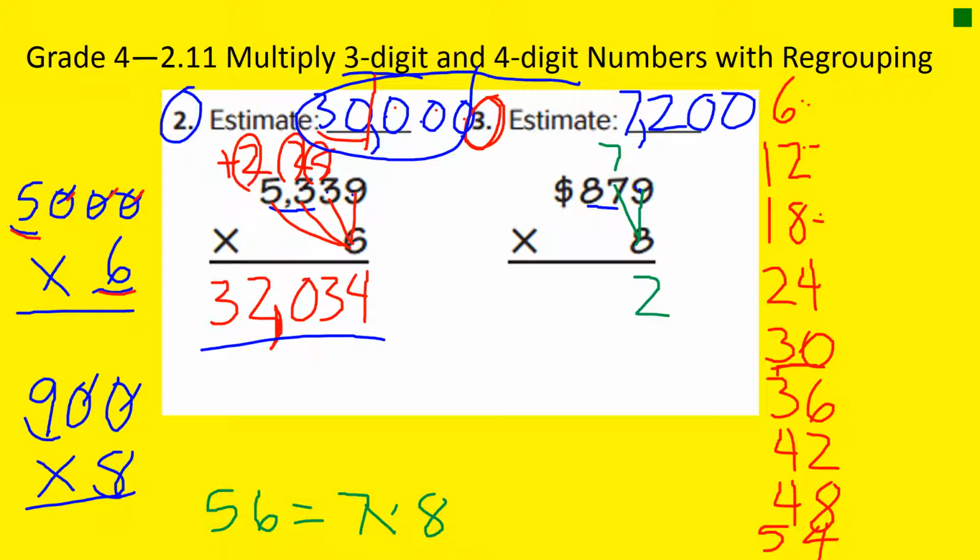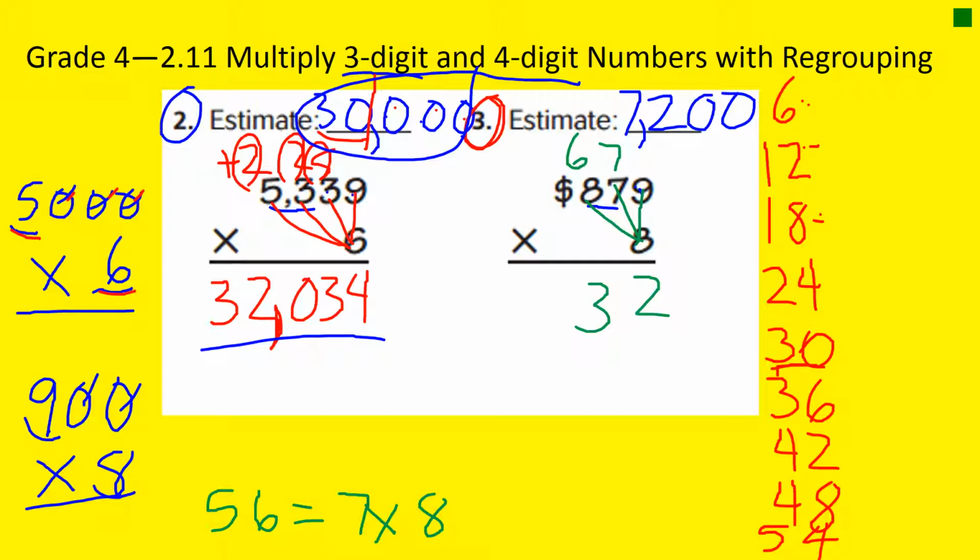Bing, bing, bong, bong. 56. 56 plus 7. 56, 57, 58, 59, 60, 61, 62, 63. Okay? And 8 times 8. Well, we just solved this on the last homework, didn't we?